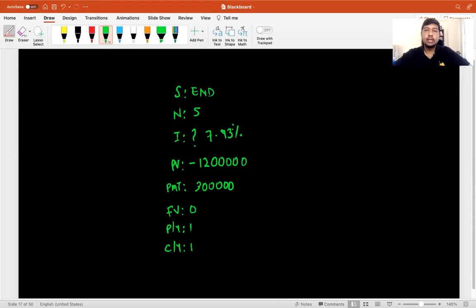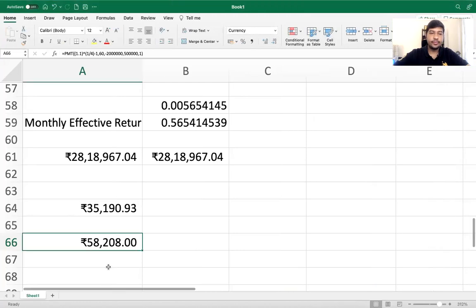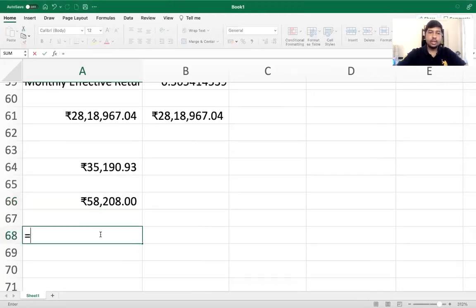7.93%. That's the answer. Now, can we do this in Excel? Of course, yes. So how do we do this? So you need to go to Excel and use this formula called rate. Okay, so once you put rate, open the bracket. You need to put the number of payments, which is 5. You need to put the amount per payment, which is 3 lakhs in this example. You need to put the present value, which is 12 lakh rupees of investment, which should be in minus.